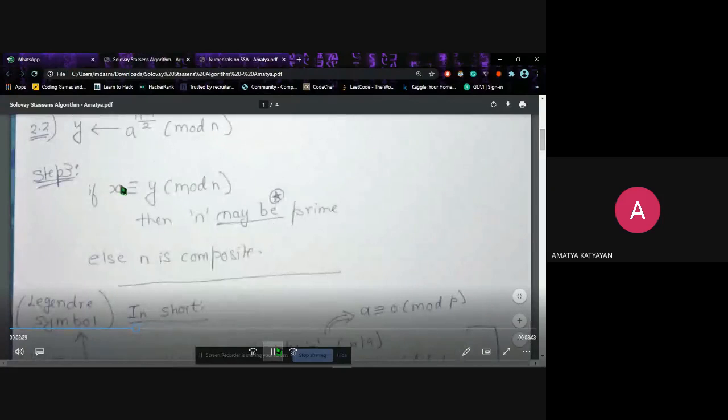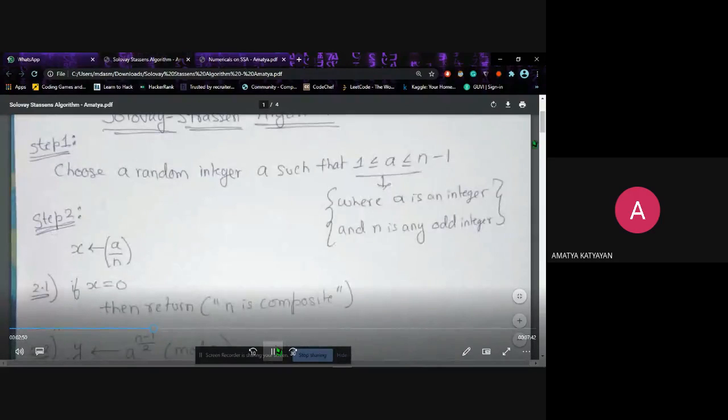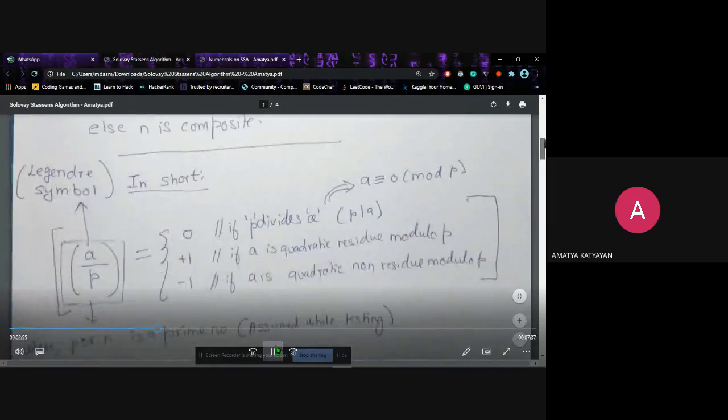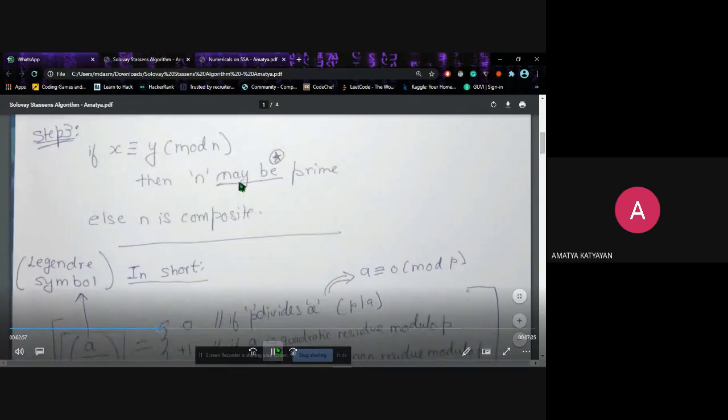But if x is not congruent to y mod n, that is, if the condition that we wrote before fails to be satisfied, then we can definitely say, for sure, that n is composite. So indirectly, this algorithm is used to tell whether the number is composite or not. If not composite, it may be prime. It does not guarantee that a number is prime.